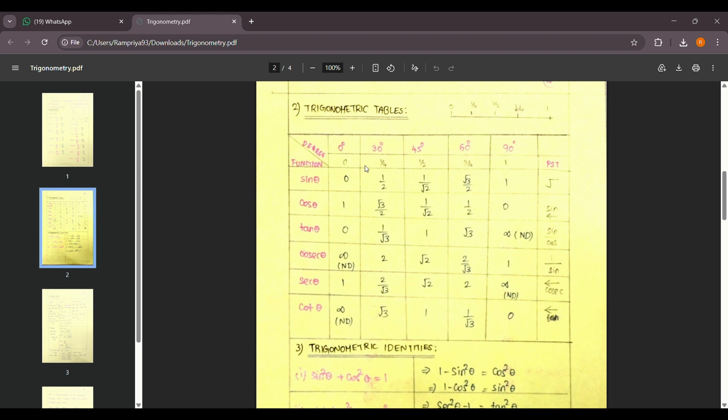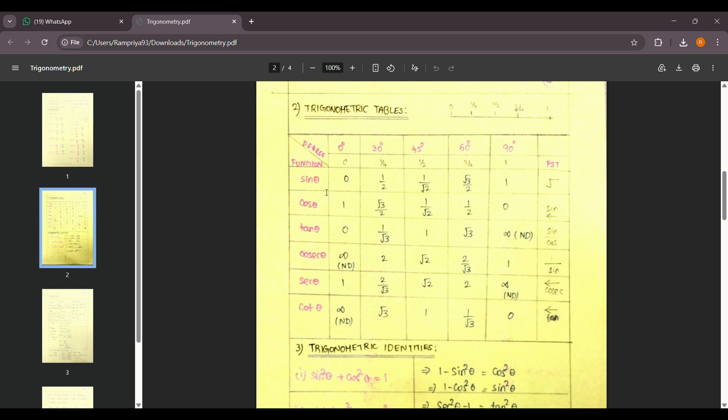So you write all these things and take the square root of all of them. So 0, half, 1 by root 2, root 3 by 2 and 1. And you have to write cos in the inverted way. All the values you write from right to left: 1, root 3 by 2, 1 by root 2, half and 0. For tan, as I told, you divide sin by cos. 0, 2 cancels, 1 by root 3; root 2 cancels, 1; 2 cancels, root 3; 1 by 0. If the denominator is 0, the value is infinity, not defined.